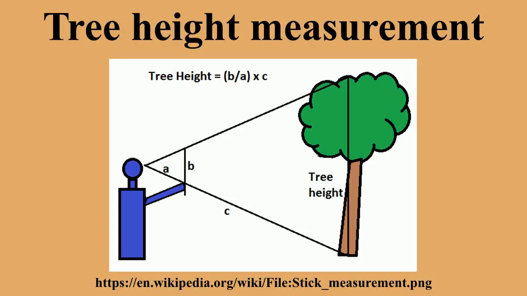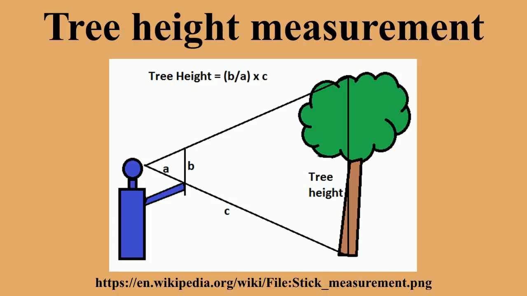If the base of the tree is below eye level, then the height of the tree below eye level is added to the height above eye level. If the base of the tree is above eye level, then the height of the base of the tree above eye level is subtracted from the height of the tree top above eye level.